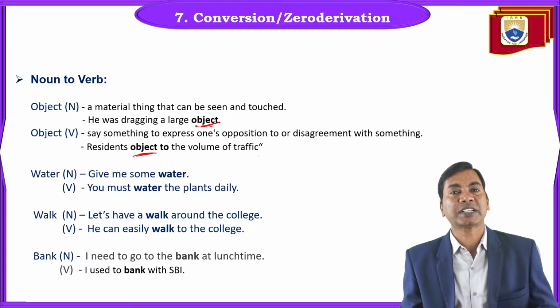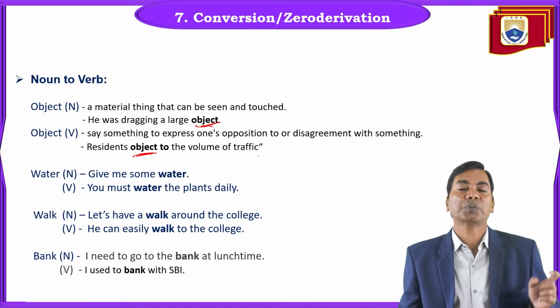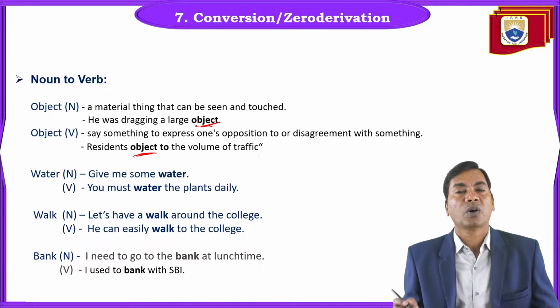If you use object as a noun, it means a thing, a material thing which can be seen or touched. If you use object as a verb, it means oppose or reject or say something against, right?